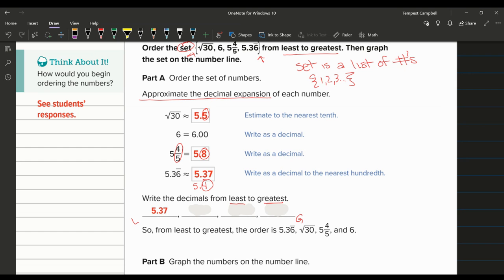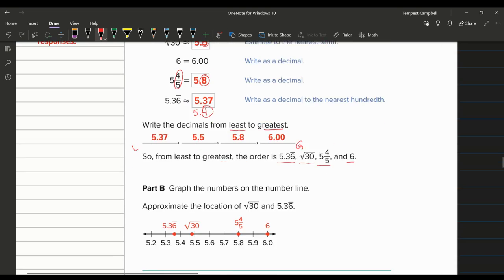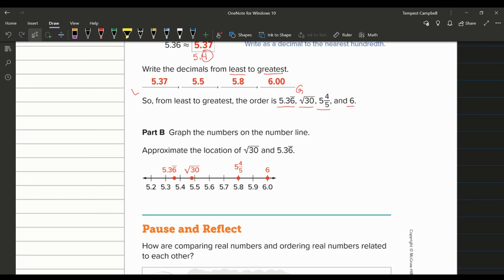It's going to be 5.36 repeating, or 5.37. Then we're going to have 5.5, then 5.8, and then 6. So to order these from least to greatest, we're going to have 5.36 repeating, square root of 30, 5 and 4/5, and then 6. When we graph it on a number line, it's going to look like this. And of course, we're just placing it in between the numbers that our decimals showed us.